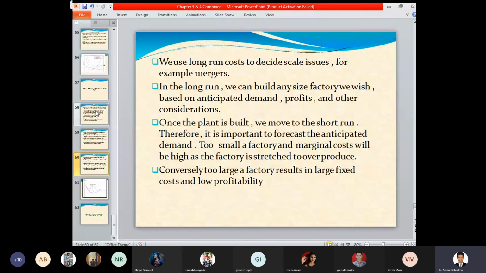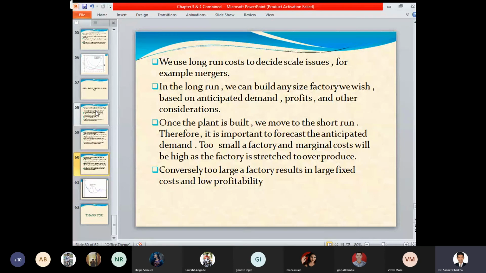Next, we use the long run cost curve to decide scale issues, for example mergers. So in case of a certain merger or acquisition, what do we do? We initially tell that particular owner or agent how we will go ahead. Whenever we want to go ahead, we ask permission from that person about what his expectations are and how the valuation has to be increased or decreased.